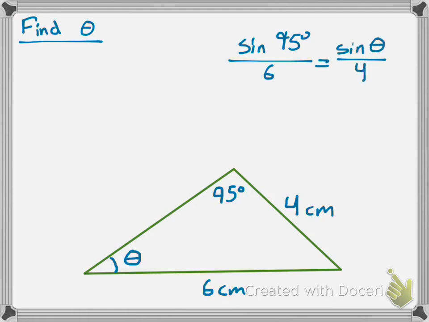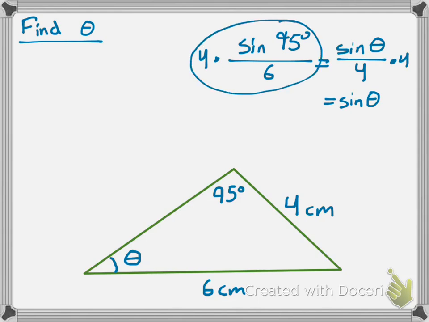Now again, I could cross multiply this time, but it's a lot faster just to multiply both sides by 4, because when I do that I get sine of theta by itself, which is one step closer to getting theta by itself. So we get sine of theta equals this whole thing on the left here, and I'm going to type that in the calculator and see what I get. Now you can check me, but I got 0.664, rounded.